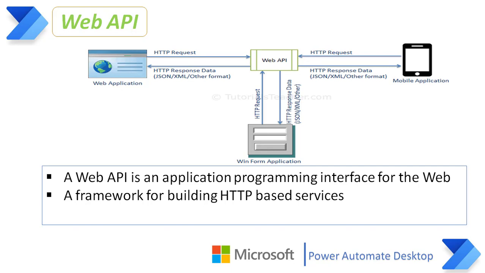Now we will see what is web API. A web API is an application programming interface for the web. A web API is a framework for building HTTP-based services that can be accessed from different applications on different platforms such as web, Windows, mobile, etc., including browsers and mobile devices. Web APIs help to exchange information on the internet and also help to perform secure transactions on websites.